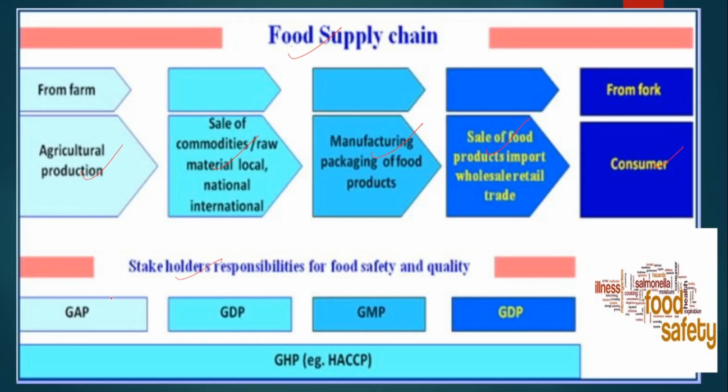Stakeholders' responsibilities for food safety and quality. Good agricultural practices ensure safe and sustainable farming practices, and good distribution practices maintain quality during the distribution of food products. Good manufacturing practices focus on manufacturing standards to ensure food safety and quality. And good hygiene practices, that is HACCP, hazard analysis and critical control point, which ensures the hygiene and safety protocols throughout the production and distribution process. This supply chain and quality assurance model aims to ensure that food is safe from production to consumption.